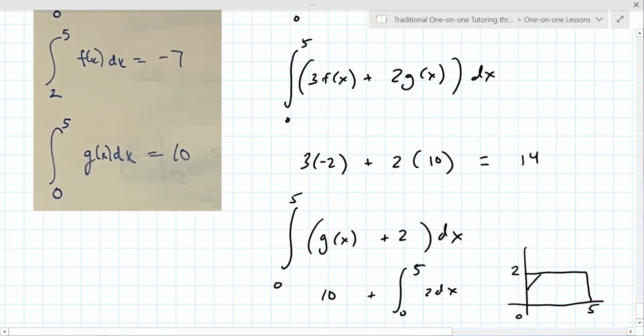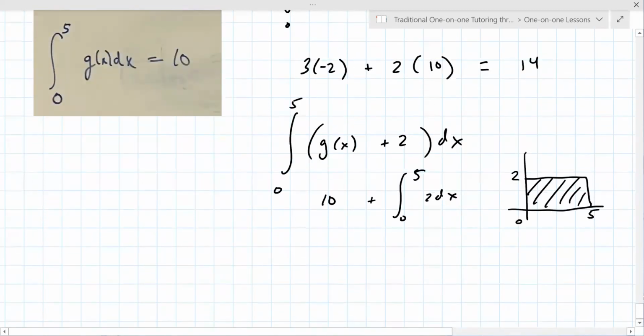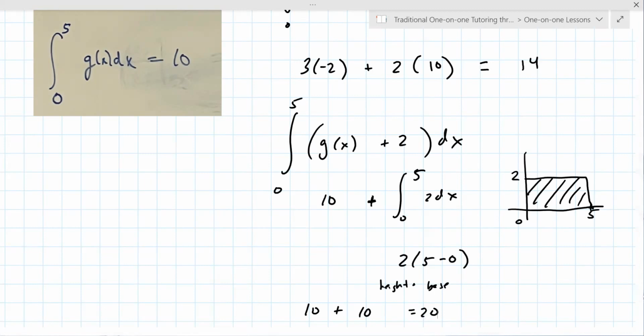Gotcha. So it's all this, which is... Oh, but isn't it just like the 5 minus 0 times 2? Yes, but recall what you're actually doing here is 5 minus 0 gives you the base, and the 2 is the height. Right, so it's 10 minus 10. 10 plus 10, there's a plus here. Plus 10, so 20. Okay.